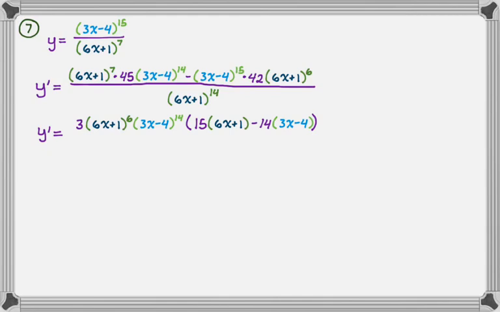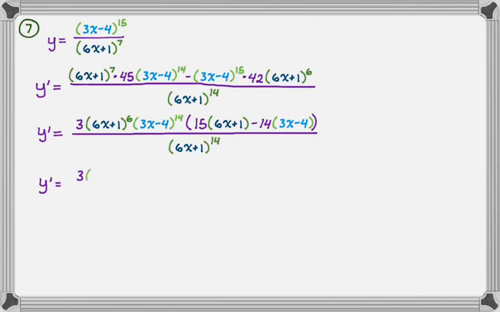And that's all over still just 6x plus 1 to the 14th. I'm not touching that yet. Okay, so let's see what we can simplify here. So y prime. That 3 is just going to stay there. We have a 6x plus 1 to the 6th in the numerator and a 6x plus 1 to the 14th in the denominator. So there's more of them in the denominator, so I'm actually just going to cancel all of it from the numerator, so I'm just getting rid of that at this point.